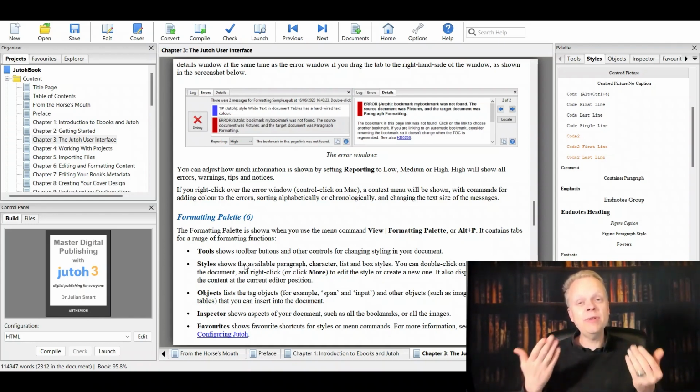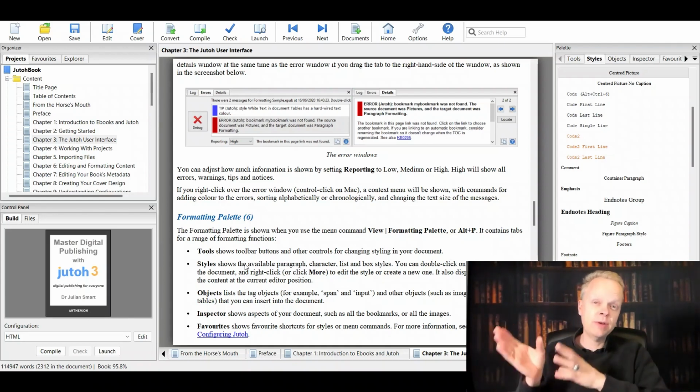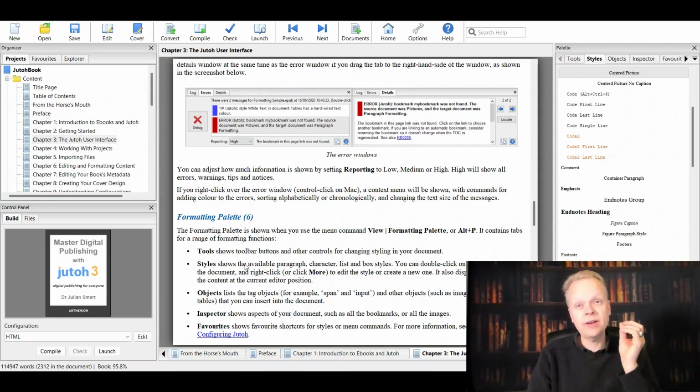But the big reason I went from Scrivener, which was where I went originally, over to Jutoh, which I have not regretted my move from the one over to the other, was specifically because here in Jutoh, something really magical happens.